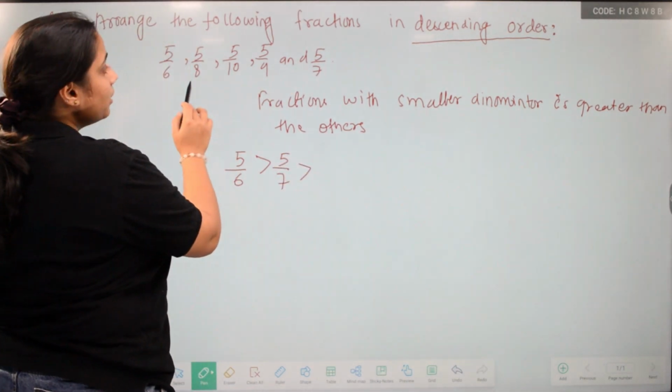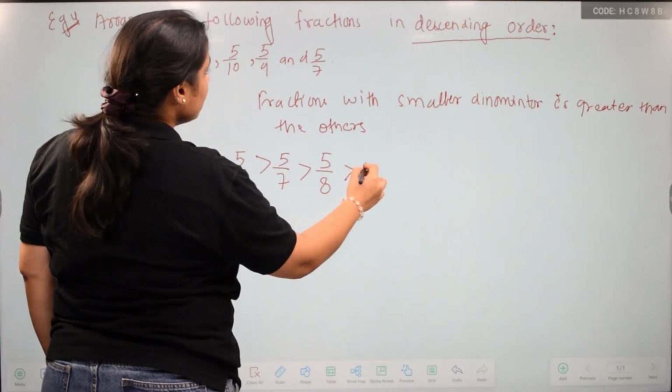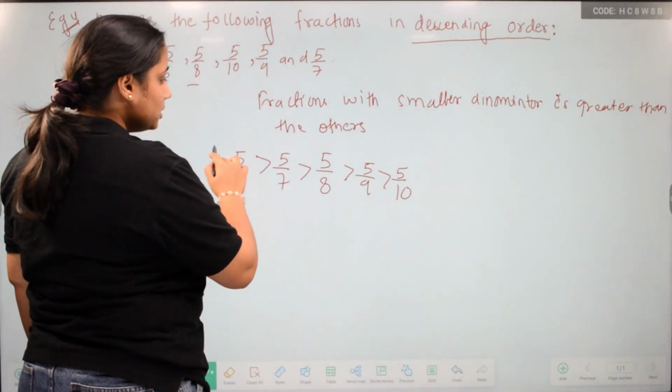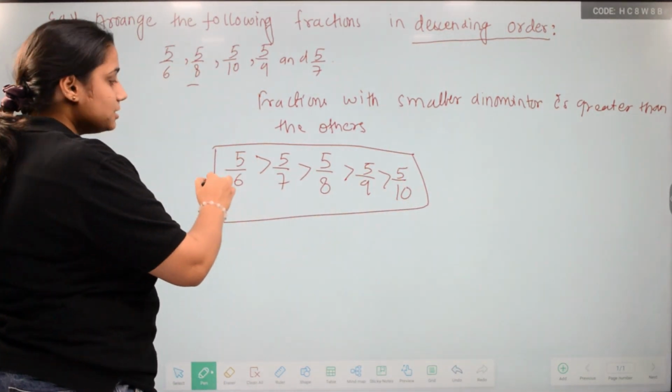Then we have 8. 5 by 8. Then 5 by 9. Then 5 by 10. So this is our required answer in descending order.